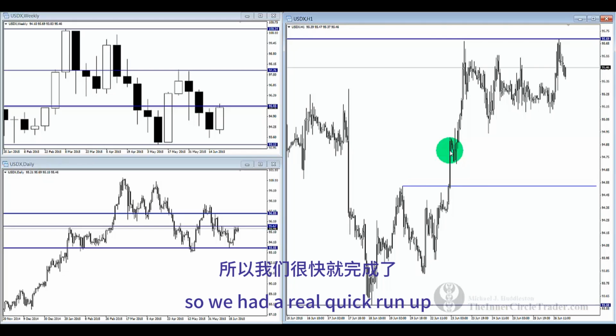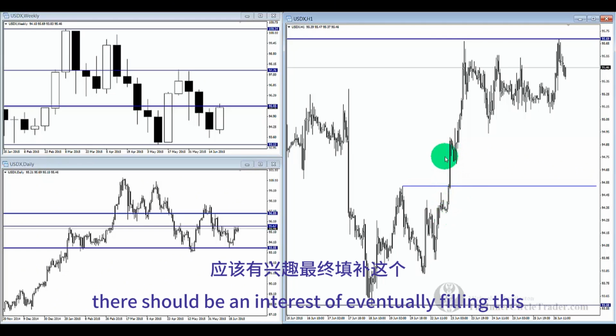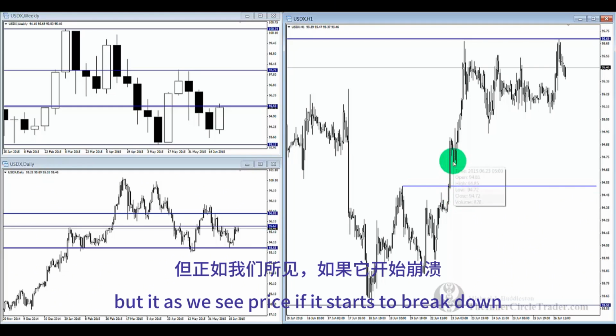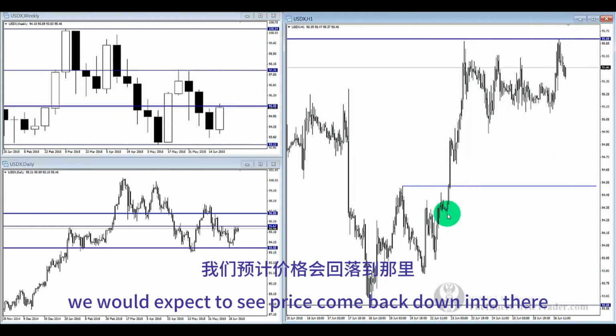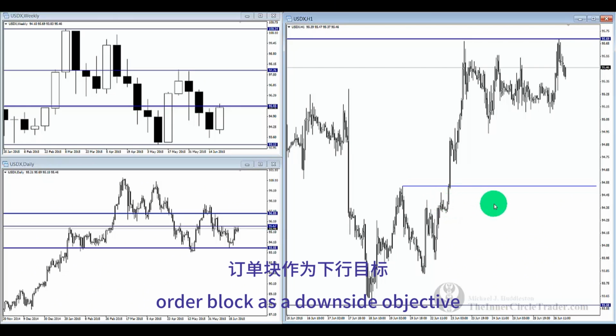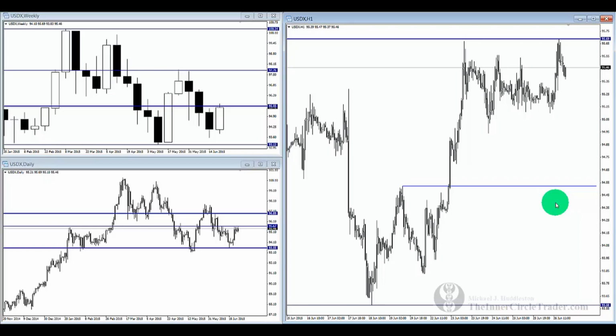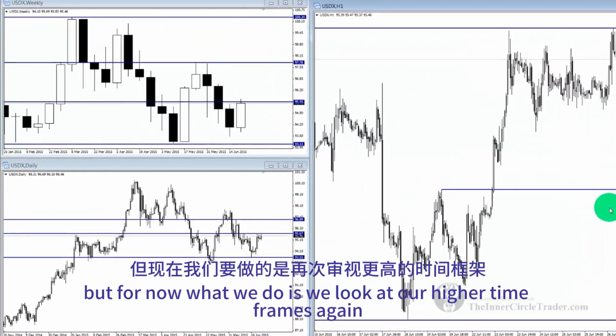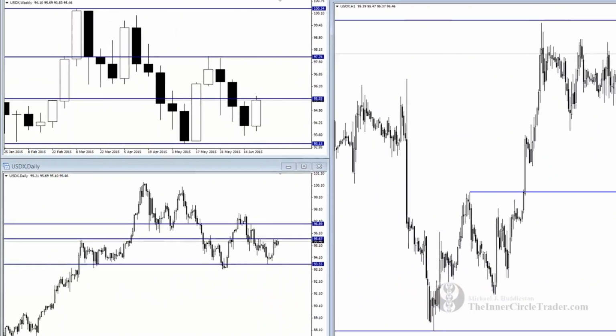So we had a real quick run up. There should be an interest of eventually filling this. I'm not suggesting it's going to happen right now, but as we see price, if it starts to break down, we would expect to see price come back down into there and then fill into this little order block as a downside objective.